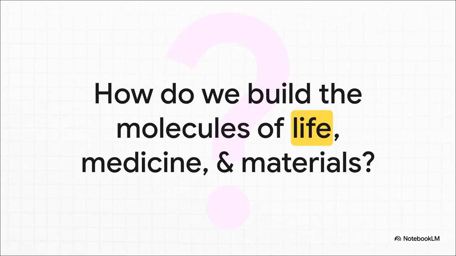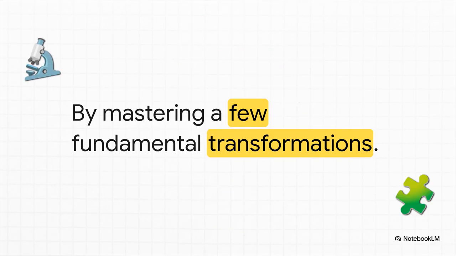So that really gets to the heart of it, right? How do we actually build the molecules that make up our medicines, our materials, even our own bodies? It seems impossibly complicated, but the answer? It's actually surprisingly simple. And here's the secret. It's not about knowing thousands of random reactions. It's about really, truly understanding a handful of core moves. These fundamental transformations are the building blocks chemists use again and again. You master these, and you've basically learned the language of how to build molecules.